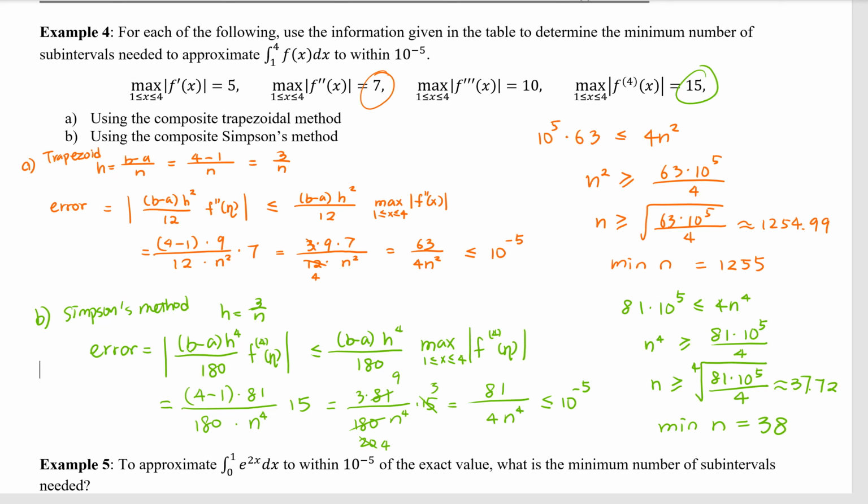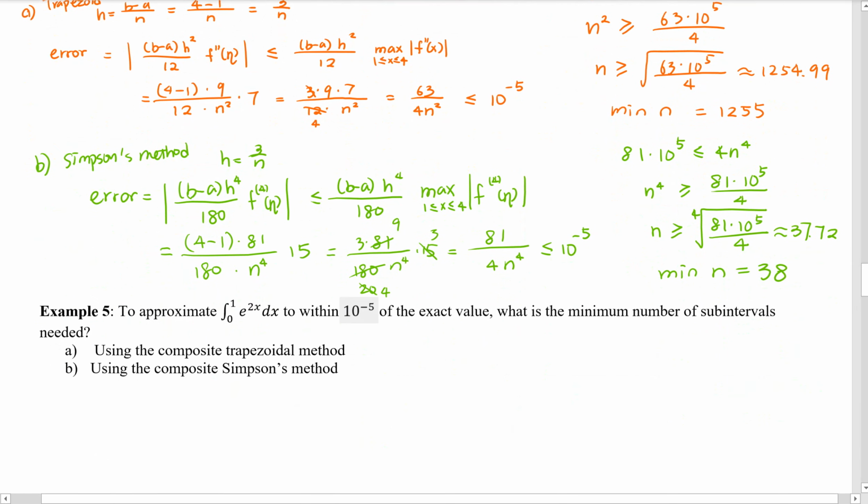Okay, let's continue. Later on we will also use MATLAB, and then I can show you how many steps we need to get the approximation within some tolerance, and we can see the number of steps in the trapezoid rule and the Simpson's rule.